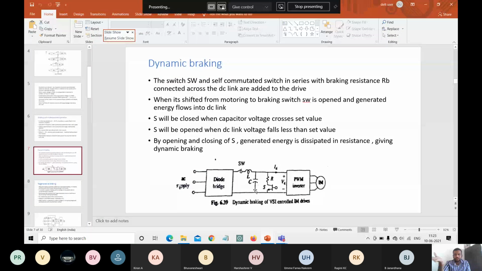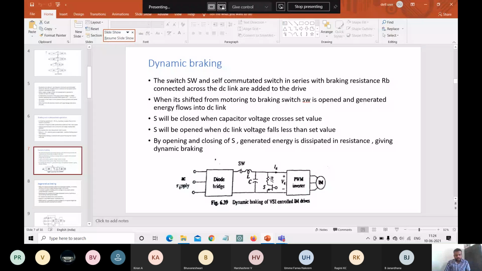So this inverter converts the DC into AC. Okay, so this is called the DC link. The DC link has a switch SW and a self-commutated transistor, which is used as a switch, and our braking resistors. These are all connected in the DC link in series. So this is the first one.